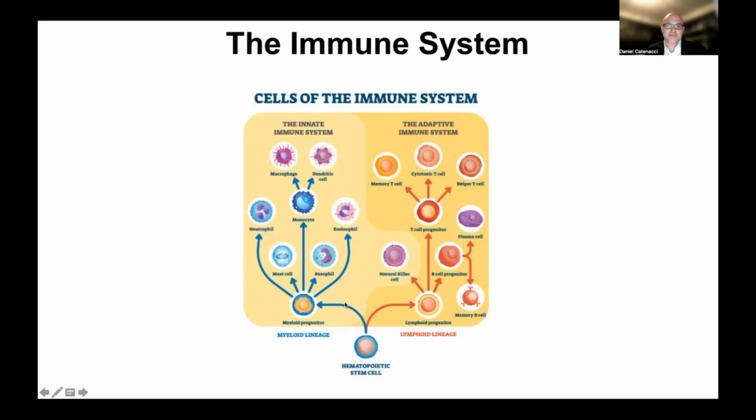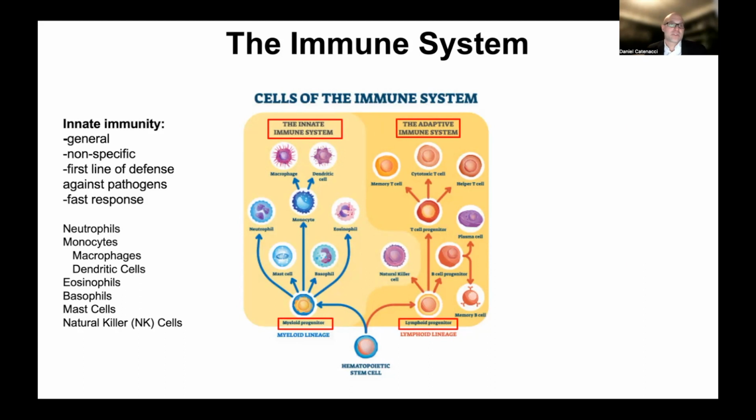This figure is flipped on its side compared to the previous slide, where the progenitor cells are at the bottom and they're differentiating upwards. So the next thing on this slide that we learn is that there are two components of the immune system, two main arms. The myeloid progenitors make the innate immune system, and the lymphoid progenitors make the adaptive immune system.